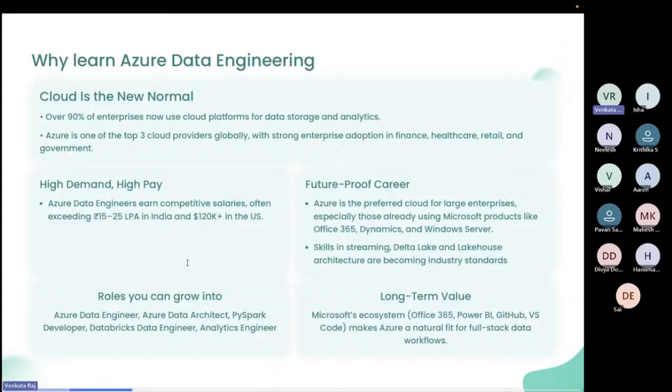And all of this data, because the volume and the velocity of the data is becoming huge, they are looking at alternate options of storing everything in the cloud, right? That is how cloud has become the new normal. And as we can see, Azure is one of the top three cloud providers. The other two are AWS and GCP. We are going to talk about why Azure in a bit, but just a quick introduction about Azure, that it is one of the top three cloud providers.